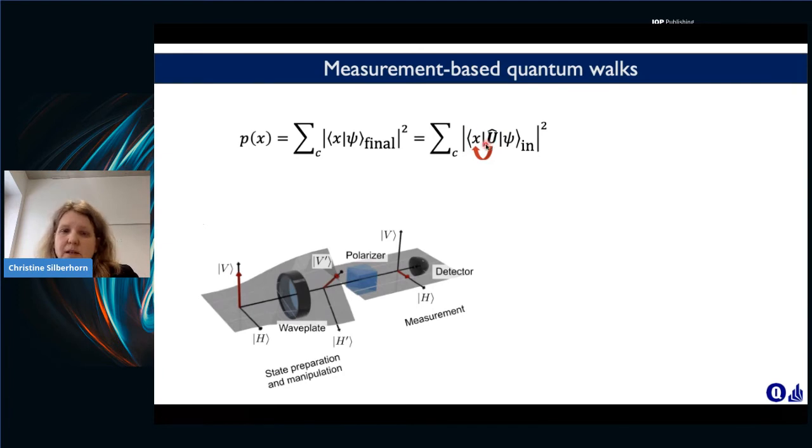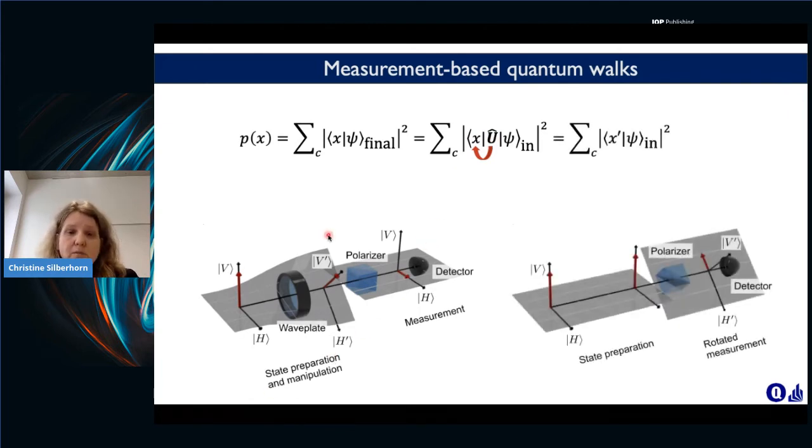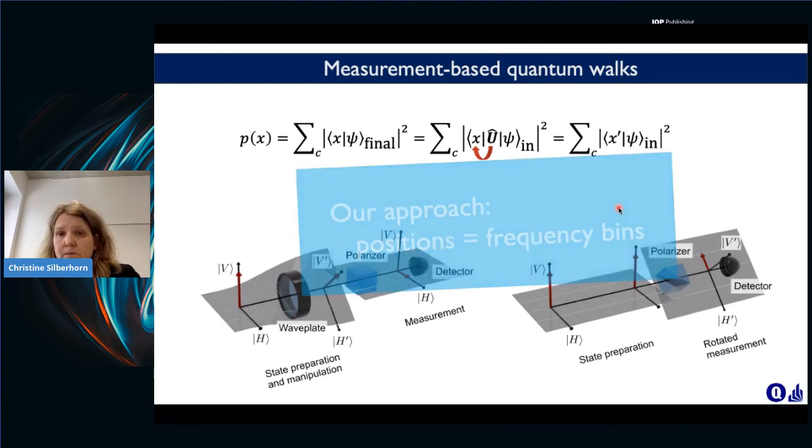Well, what does that output state mean? Well, that means nothing else than that we just changed our measurement. To illustrate what I mean by that, I would like to show you in terms of polarization. Typically, if you have an operation of a half-wave plate in H and V, the half-wave plate rotates the polarization, and the polarizer then analyzes it. Equivalently, you can also change your polarizer and just rotate the polarizer, and then you implement the same operation. And this is exactly what we did in terms of quantum walks.